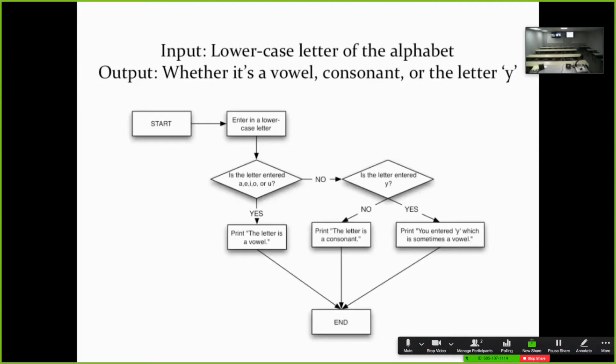Now, a flowchart for this algorithm might look like this. We enter in the lowercase letter. We decide whether it's A, E, I, O, U. First of all, one of those 5 letters. If it is, we just tell the screen that the letter is a vowel. If it isn't, we might check that it's Y, and then we'll print that out. And if it isn't any of those 6 letters, we're just going to print out it's a consonant. So let's go to MATLAB and see how we might code this up.